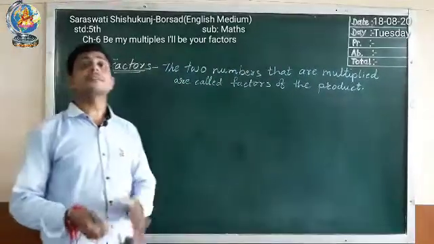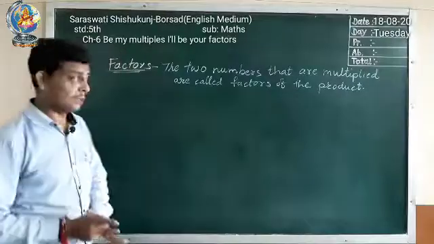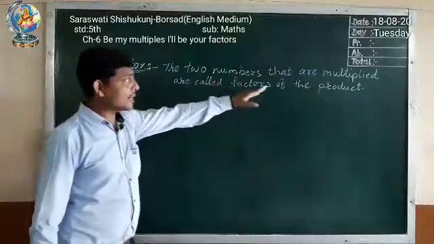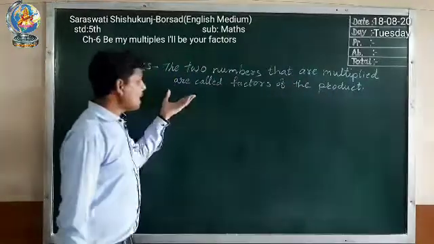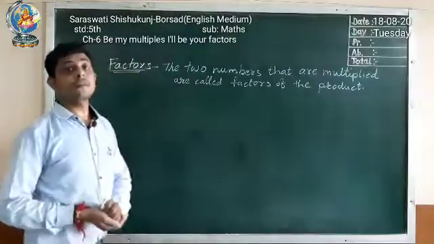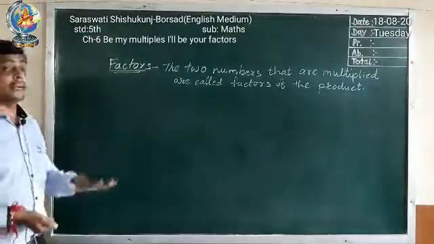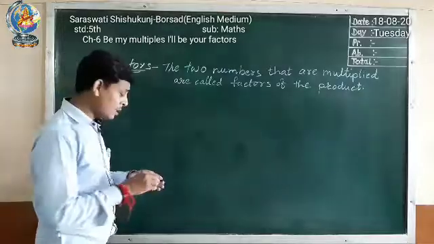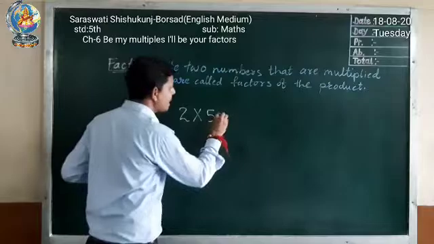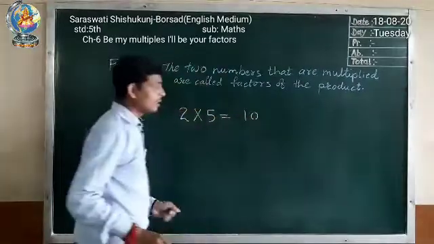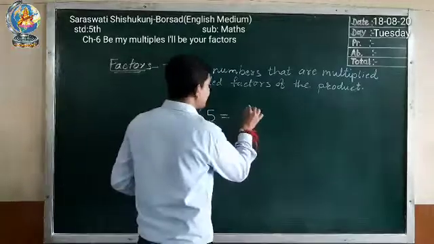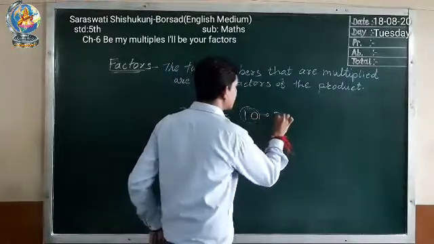So first of all we will see what is the definition of factor. So here you can see the definition of factor. The two numbers that are multiplied are called factors of the product. The two numbers that are multiplied are called factors of that product. Suppose I give an example: 2 fives are 10. Here we can say 10 is a product.